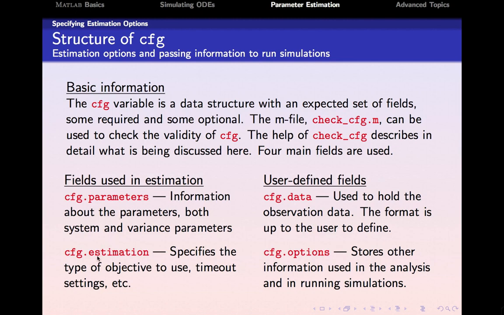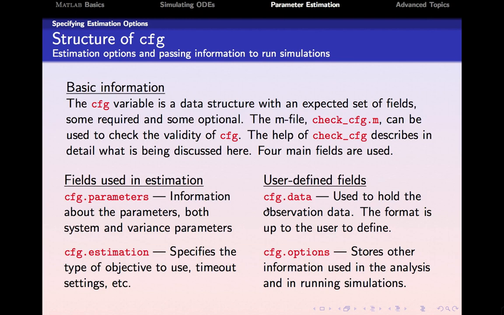We also have the estimation field, and this is going to specify things like your type of objective function and how you want to handle timeouts and different information about the estimation being performed. These are fields that the calculate objective function and the solution statistics function are going to be looking at for information on how to perform the estimation and how to calculate solution statistics.